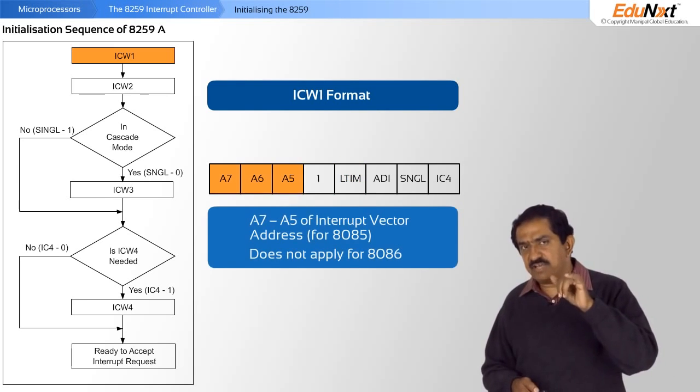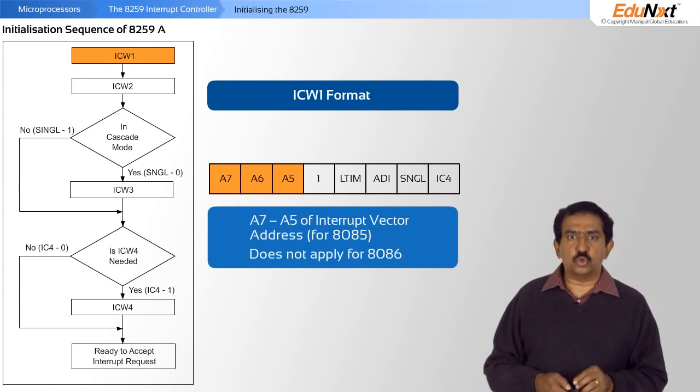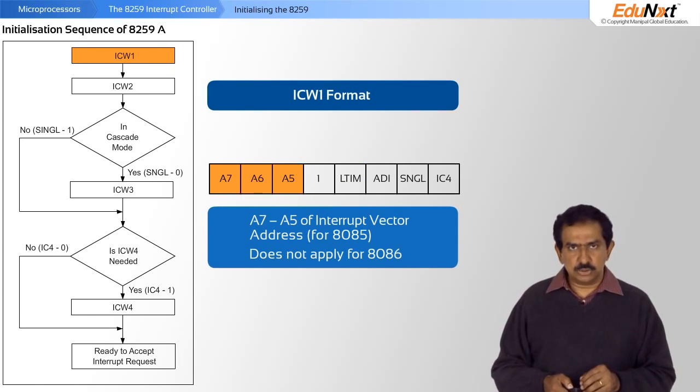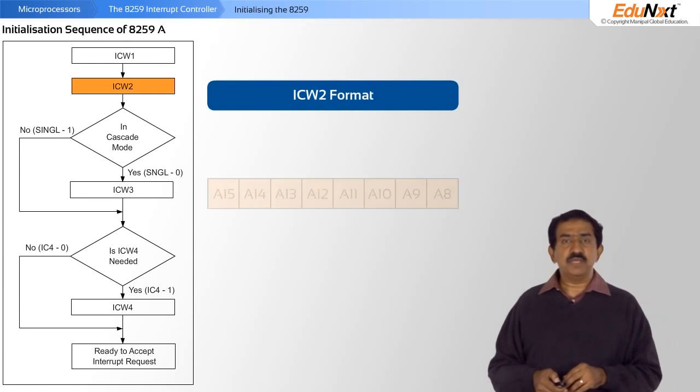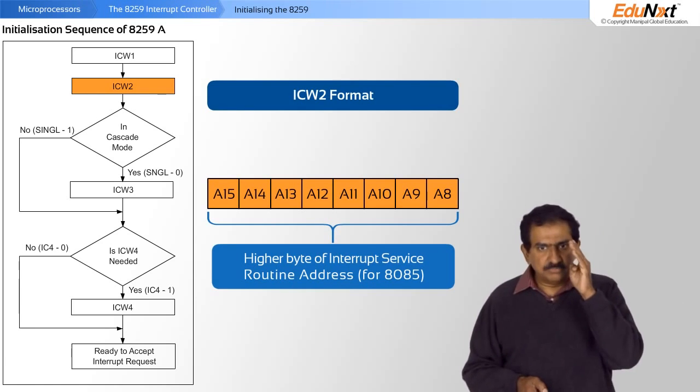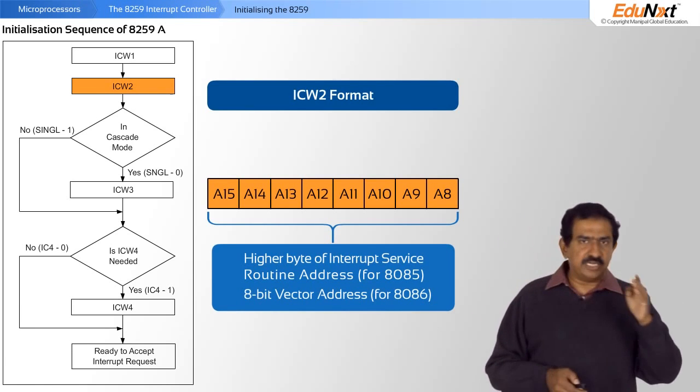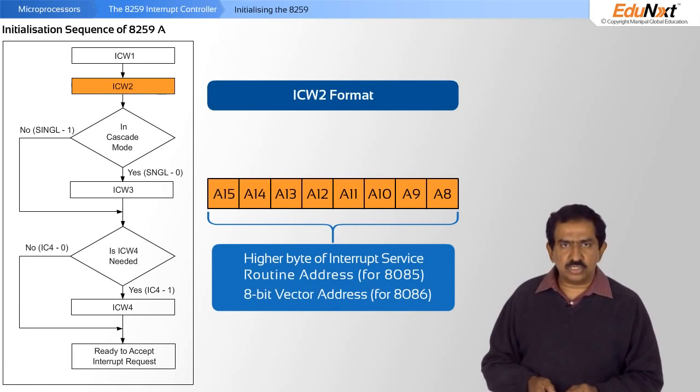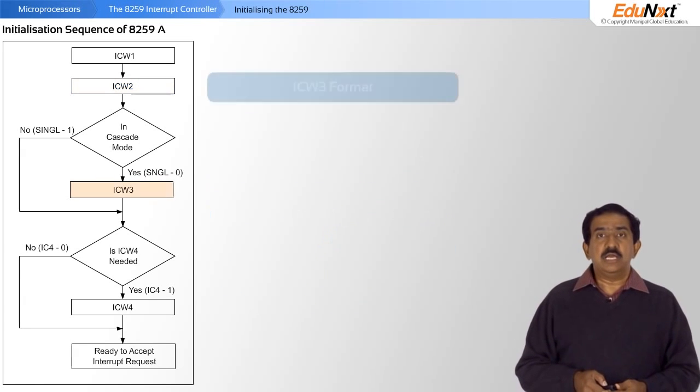The top A5, A6, A7 of the vector address is stored in this particular control word. ICW2 is the higher byte of the interrupt service routine address. So that means it is the 8-bit vector for the 8086 that gets stored in the ICW2.